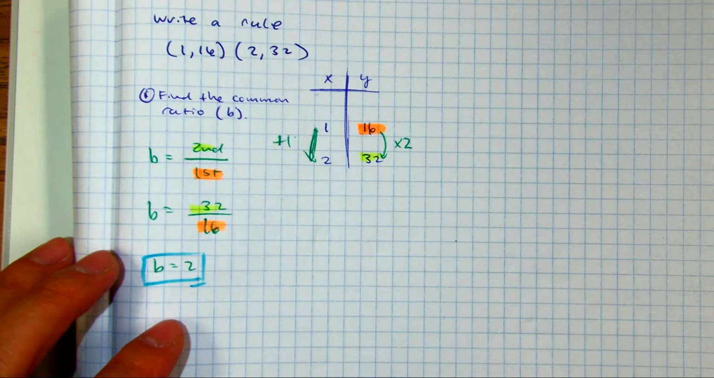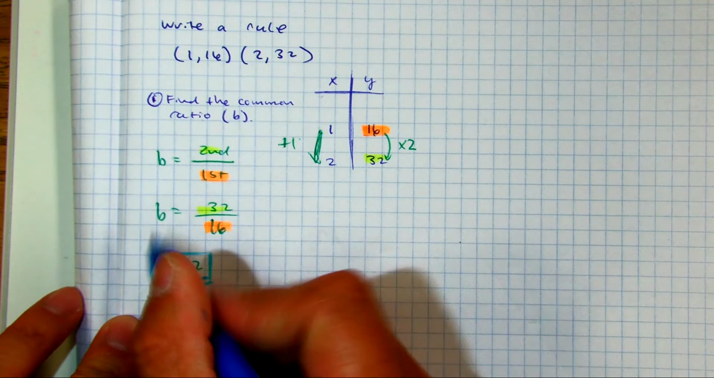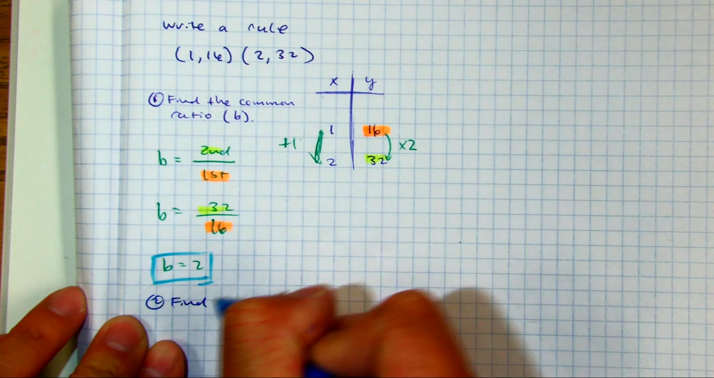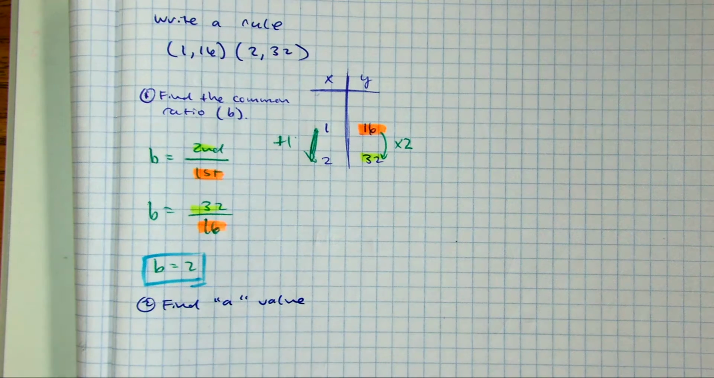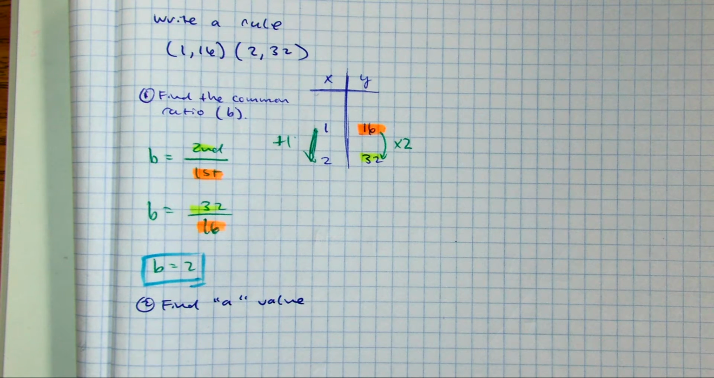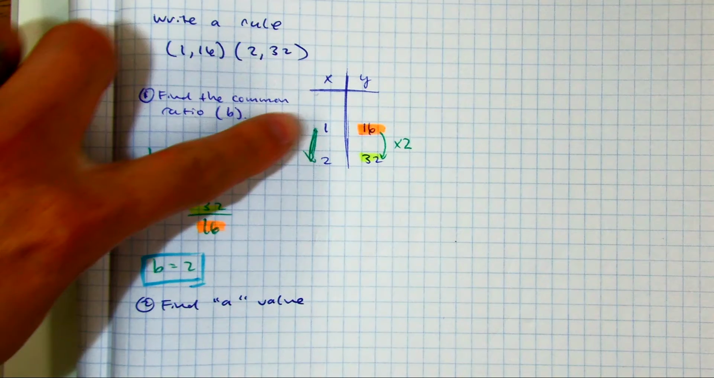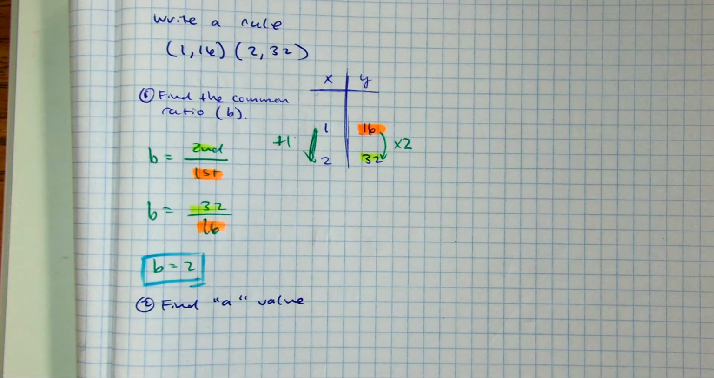What's the next thing? A value. Let's write that. Find A value. Okay, there's a couple of ways you can find the A value. Talk to your partner about a couple of ways. Just work backwards, and whatever you do. I'll show you guys a different method. We're getting there though.